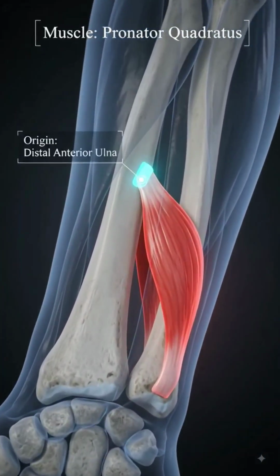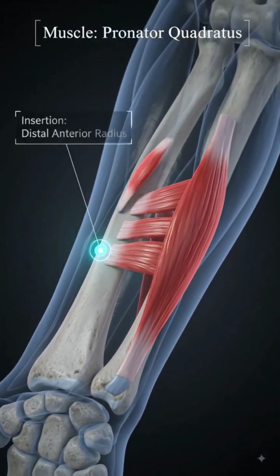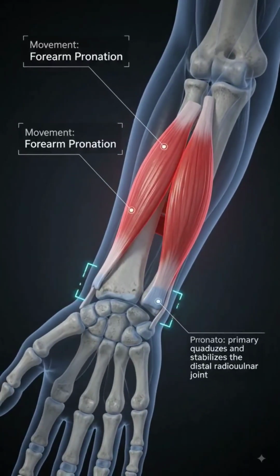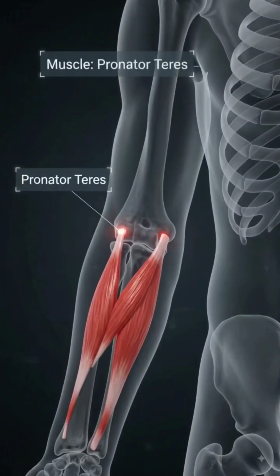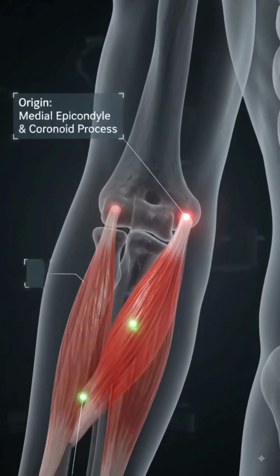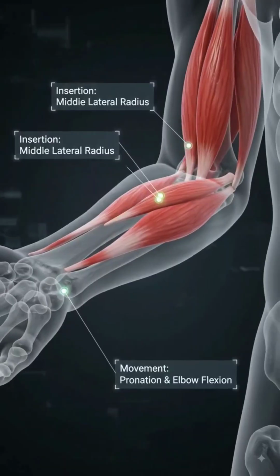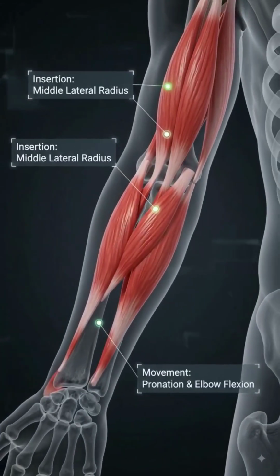Pronator quadratus. Origin, distal anterior ulna, distal anterior radius. Movement, pronates the forearm and stabilizes the distal radio-ulnar joint. Pronator teres. Origin, medial epicondyle and coronoid process. Insertion, middle lateral radius. Movement, pronates the forearm and assists elbow flexion.